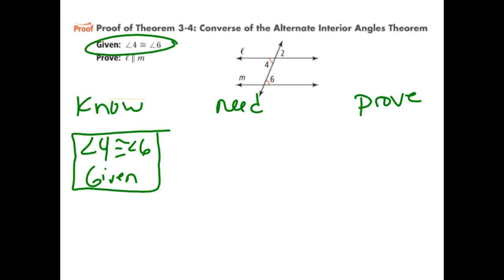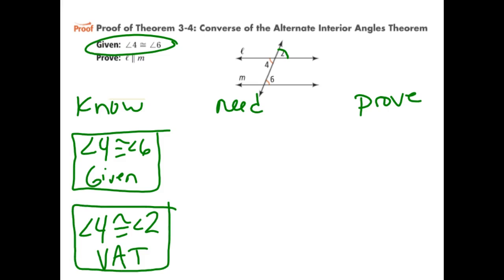Well, I've got the marks from 4 and 6, and then I look at 4 and 2. Now they put 2 in there, which means I probably want to use it. And actually, angle 4 is going to be congruent to angle 2 because they're vertical angles, so I can use the vertical angle theorem. A lot of kids try to jump to talking about 2 and 6. You can't yet, okay? You have to wait on that because you don't know anything about that yet, because we don't have parallel lines.